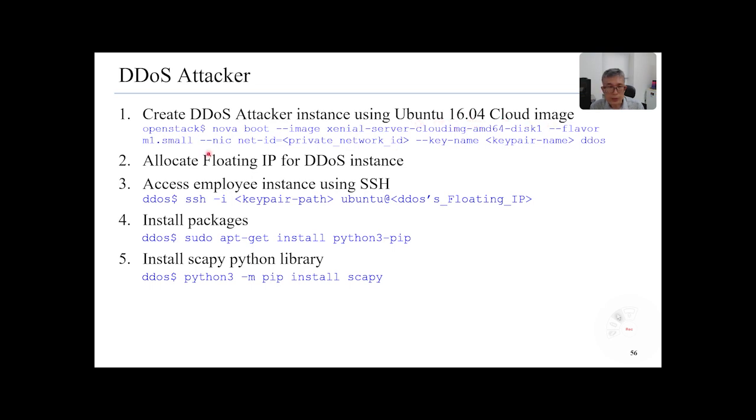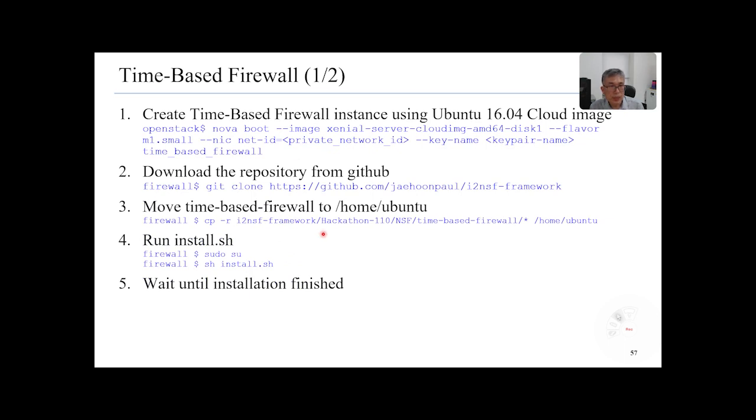Ubuntu 16.04 cloud image, and then allocate the floating IP addresses for the DDoS attack instance, and then access the employee instance using SSH. Okay, this one is the DDoS instance. And rather than the employee, on the DDoS instance, install packages using this command, and then install the Scapy Python library.